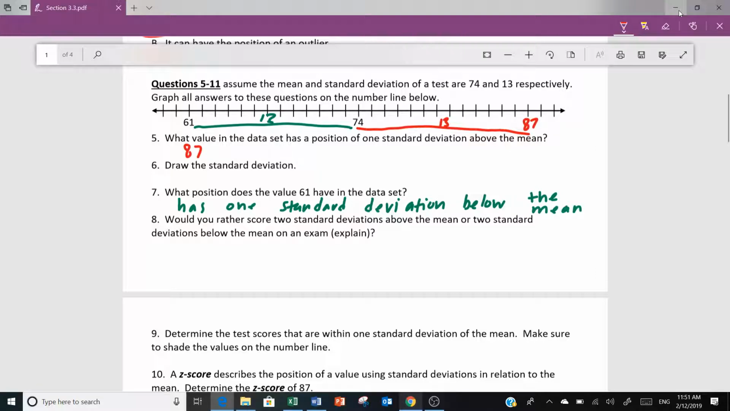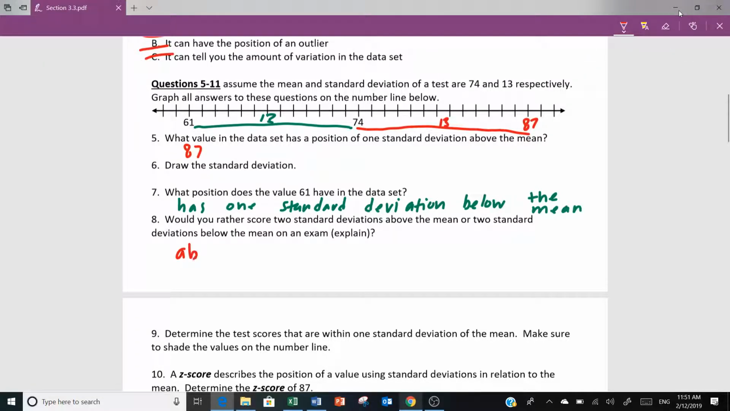So I'm just going to write above. I want some great explanations on there though, like I'd rather get 100% than score in the 40s, because that would be a very good test score. So make sure to write in great answers for that.